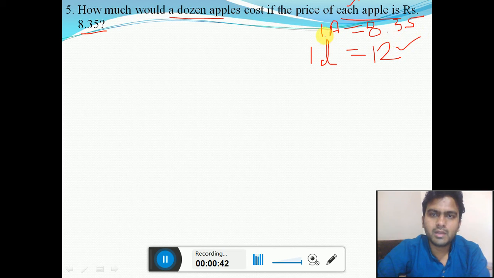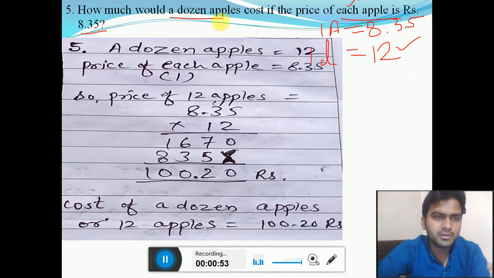So if one apple costs 8.35, then 12 apples will cost 8.35 into 12. So here is our solution. A dozen apples means 12 because 1 dozen means 12. Here I have written a dozen apples equal to 12 apples. So each apple, meaning 1 apple, costs 8.35. So the price of 12 apples equals 8.35 multiplied by 12.